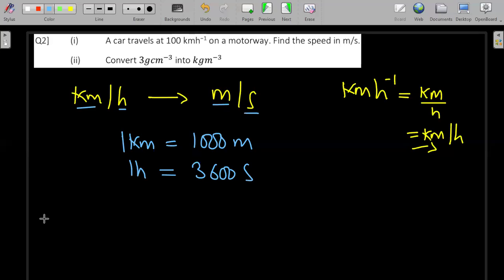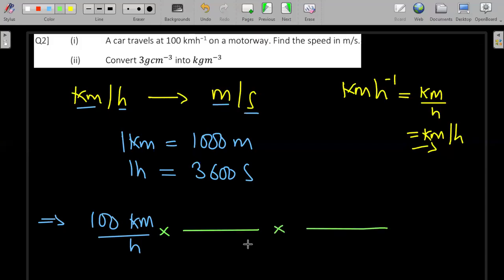So I'm going to get whatever I have there. I'm going to say 100 kilometers, I'll write it in this way, divided by hour. And then now I'll be arranging these conversion factors such that the thing that I don't want should cancel out. So multiplied by, I'll draw a line, and then multiplied by, I'll draw a line again. So here I want to cancel out the kilometers.